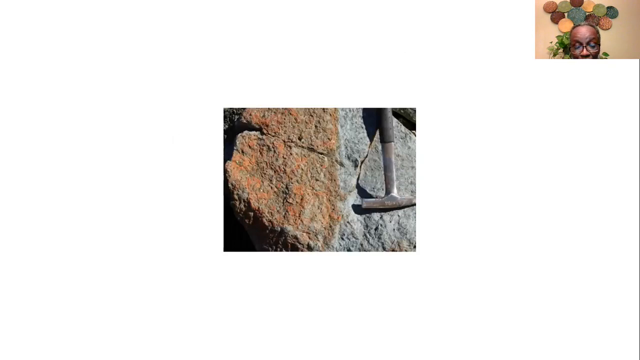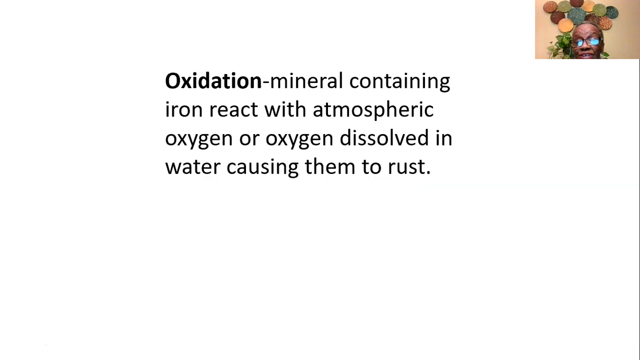And this is an example. If you look right here, you can see the reddish brown color. So whatever this rock is, it had minerals in it that were rich in iron, and therefore we were able to see that. So oxidation has occurred. The mineral contains iron, and it will react with atmospheric oxygen, or oxygen dissolved in the water, and therefore it's going to cause them to rust.